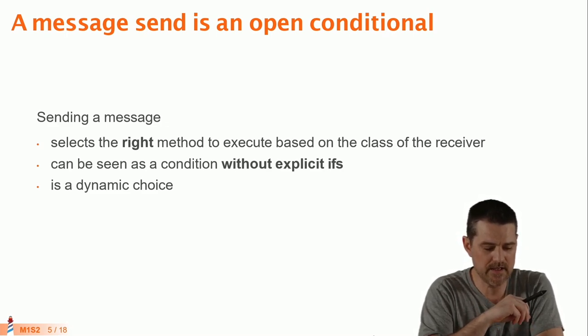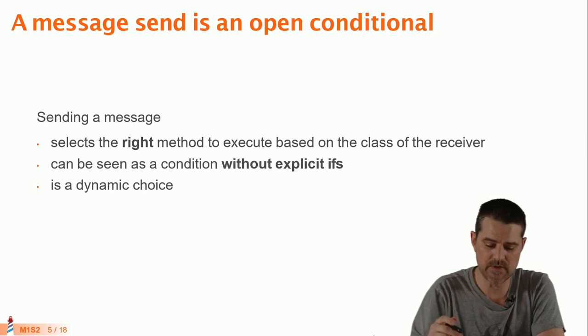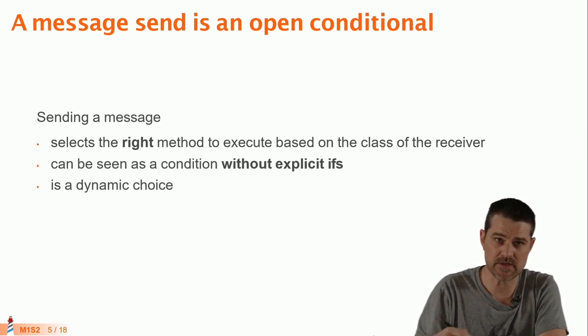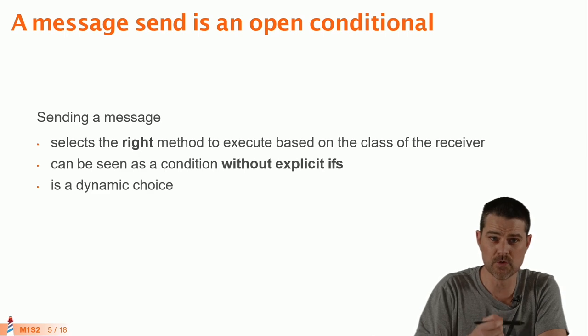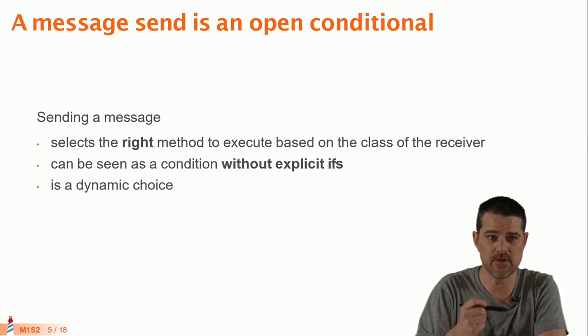Sending a message selects the right method to execute based on the class of the receiver. This is what we saw in the Boolean example. And it can be seen as a condition without explicit if. This is a dynamic choice, so you don't need to explicitly test in your code.